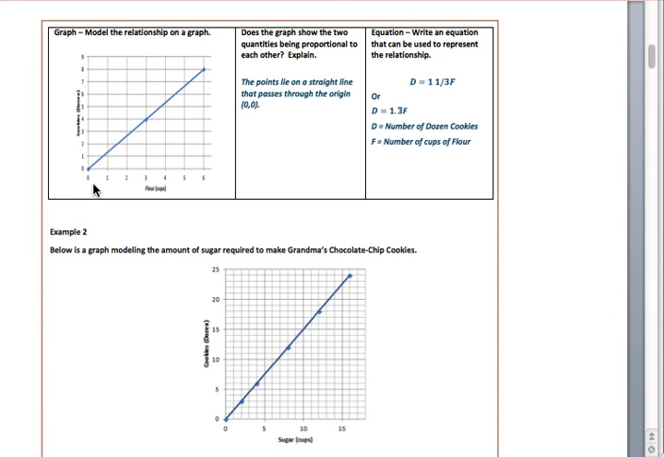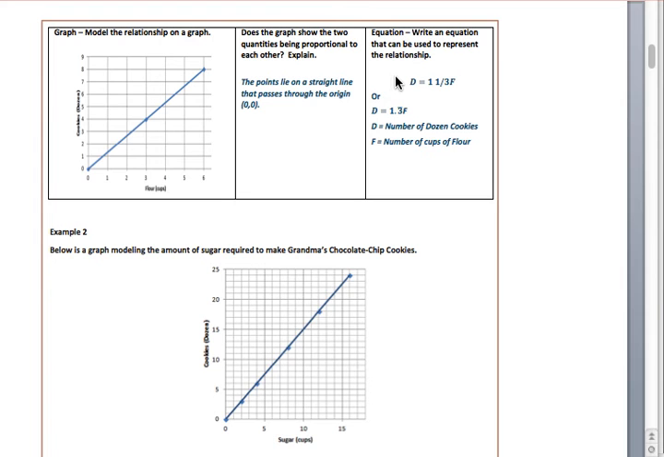Label, label, and you'll notice that the units on the x-axis are further apart than the units on the y-axis, but they are both going by ones. The graph does show the two quantities being proportional to each other, and we know that because the points are on a straight line, and that straight line passes through the origin, which is 0, 0.